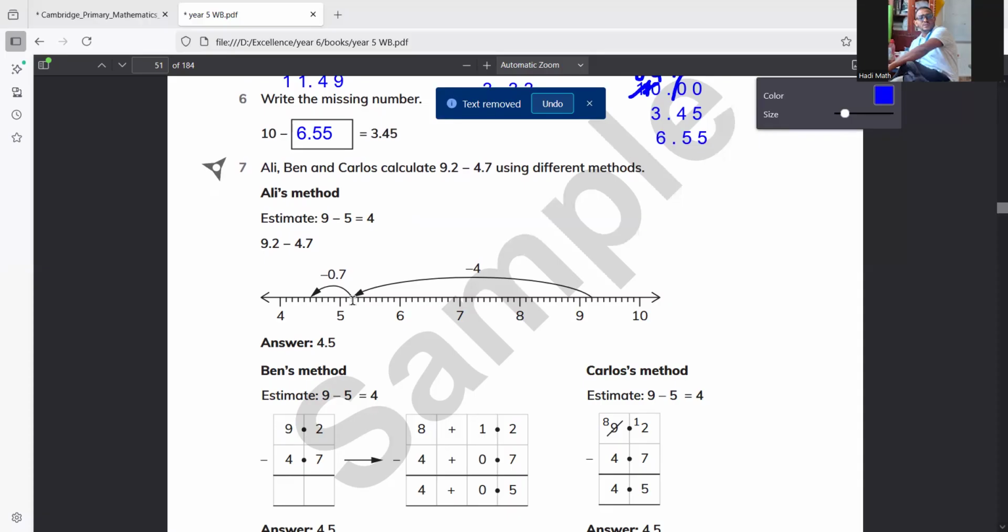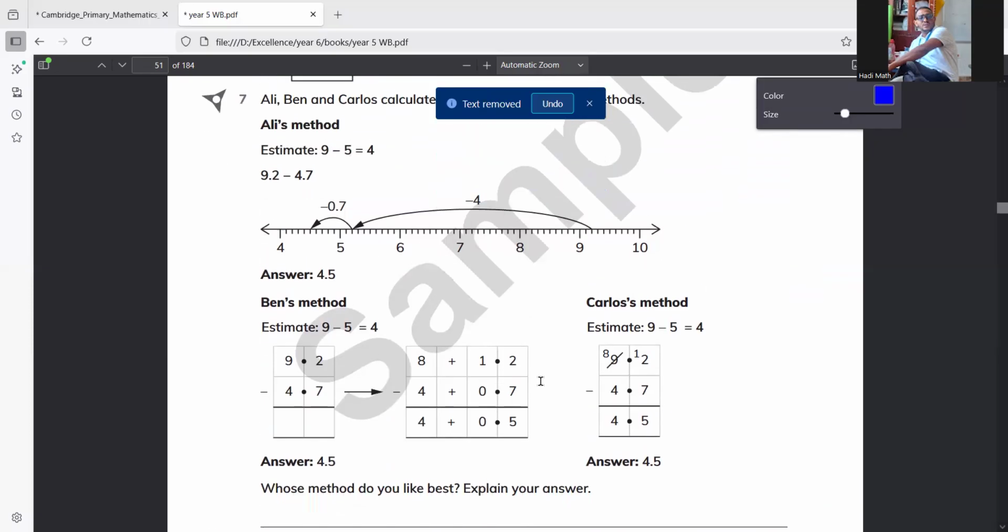Then he subtracted the 0.7. He counted 1, 2, 3, 4, 5, 6, 7. The answer is 4.5. This is what he did. He was using the number line.